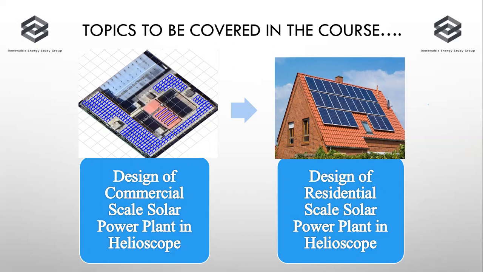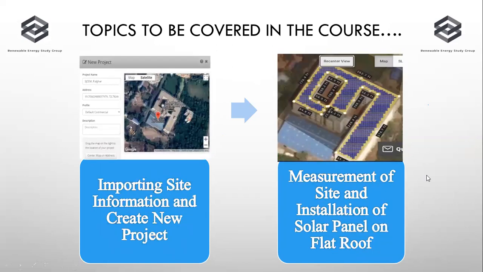Under this, we have a number of sub points. Whenever we work on the Helioscope software, how can we import the site information and create a new project on the Helioscope? We know that the Helioscope is the best software to work with and download the report for a solar power plant. So in that case, we have to generate a new report, and according to that, we have to create a new project and give the important site location, like the latitude and the longitude for the particular site.